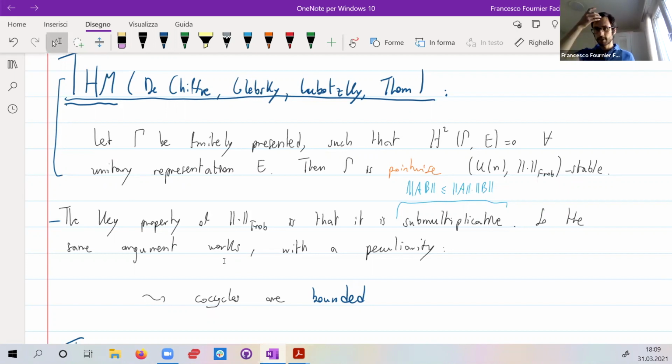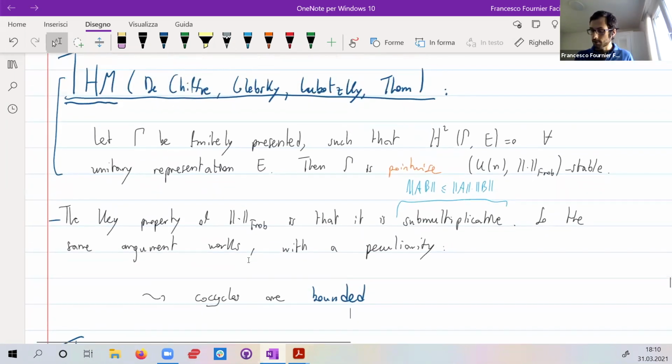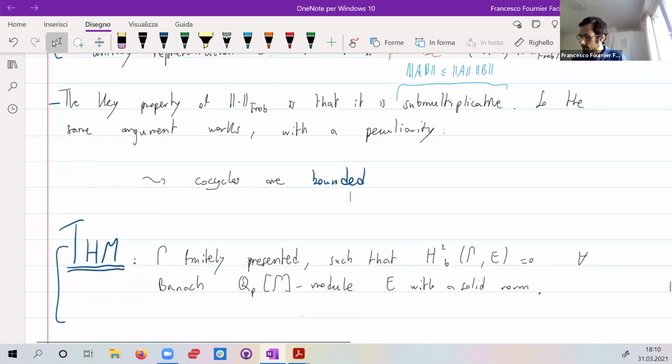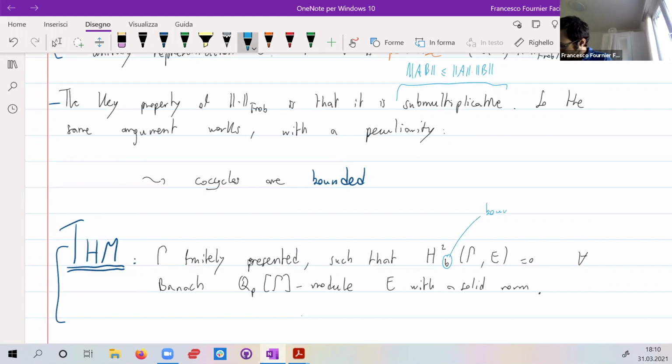Okay, which, if you don't know what it is, it's really just you do group cohomology, but you ask for bounded functions, and this leads to a very rich theory, which is quite distinct from usual cohomology. And we're going to state the analogous theorem in terms of this. So gamma, a finitely presented group such that the second bounded cohomology vanishes with respect to every Banach QP gamma module.